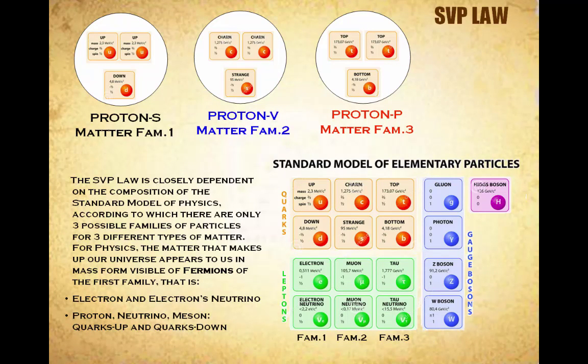Now we will see how the SVP law is closely dependent on the composition of the standard model of physics, according to which there are only 3 possible families of particles for 3 different types of matter. So for physics, the matter that makes up our universe appears to us in visible mass form as fermions of the first family, that is, electrons, neutrinos, besides the proton, the neutron and the meson, made of quarks up and quarks down.